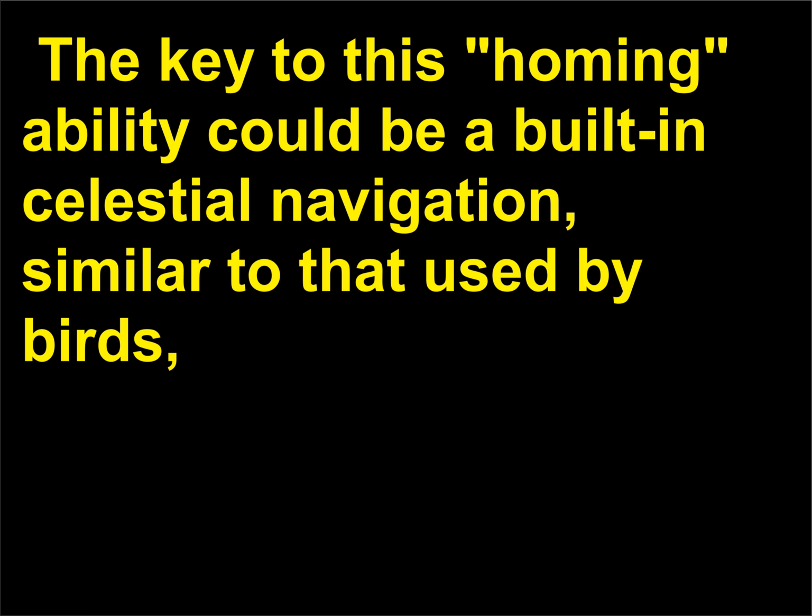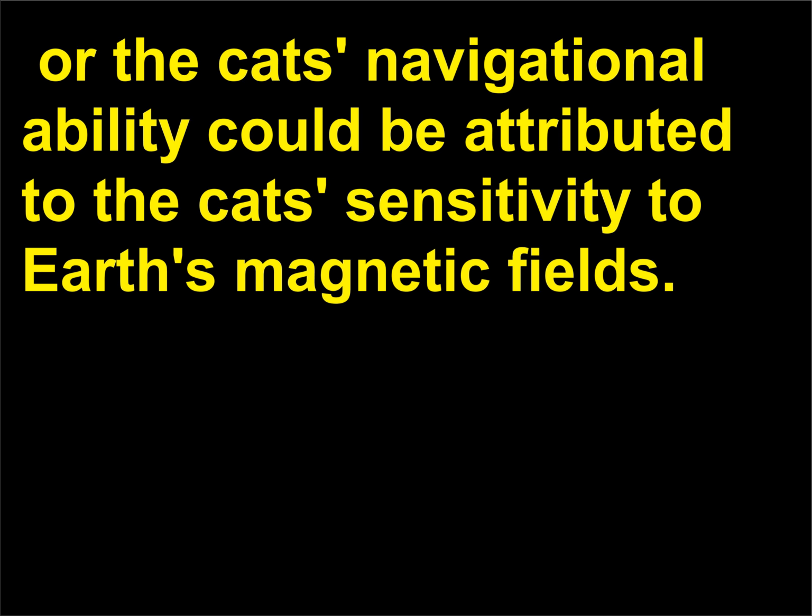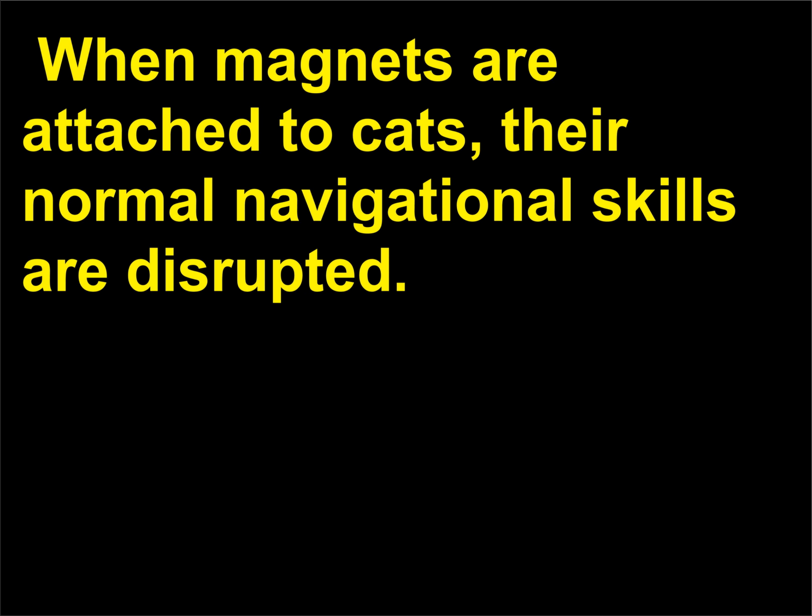The key to this homing ability could be a built-in celestial navigation, similar to that used by birds. Or the cat's navigational ability could be attributed to the cat's sensitivity to Earth's magnetic fields. When magnets are attached to cats, their normal navigational skills are disrupted.